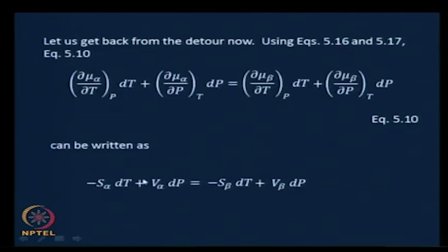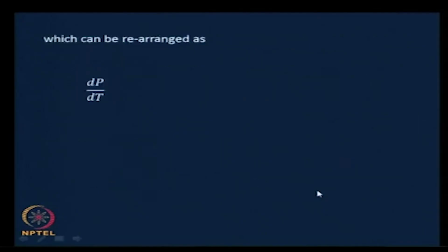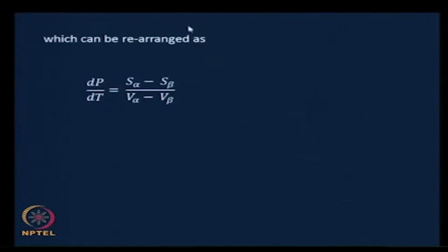The earlier these were differentials which can be interpreted as small distances on a graph, a geometrical interpretation, and we know that that can be interpreted as a derivative as long as the dimensions that are considered are extremely small, in the limit that tends to 0 and so on. dP by dT equals S alpha minus S beta divided by V alpha minus V beta. We will call this equation 5.19.